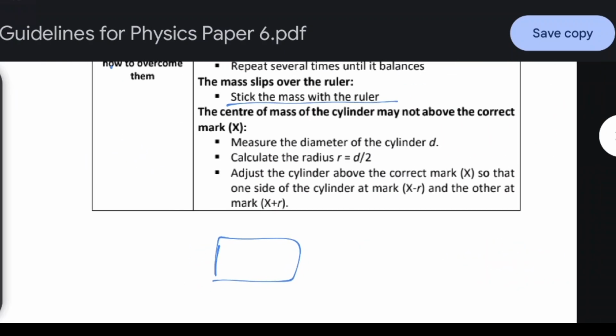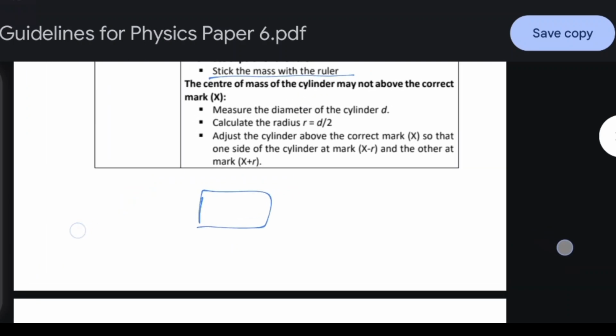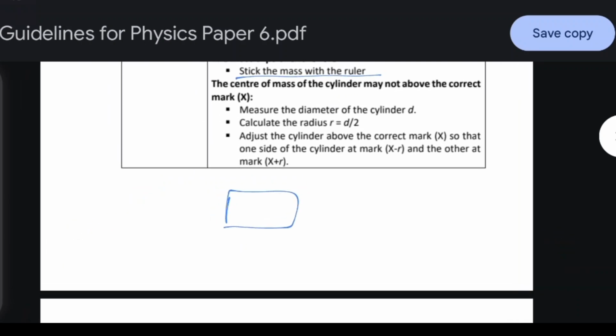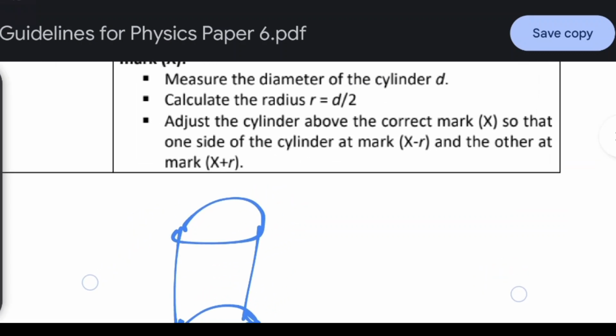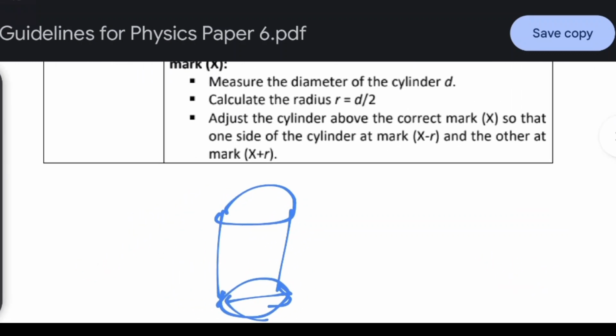Okay, so what you do is, if the load is replaced with the cylinder, you're going to measure the diameter of the cylinder. Wait, I'll show you. So this is, you have a cylinder. Okay. Bad drawing, I know. So you measure the diameter of the cylinder and then you calculate the radius. Okay, radius is d divided by 2, half of this.